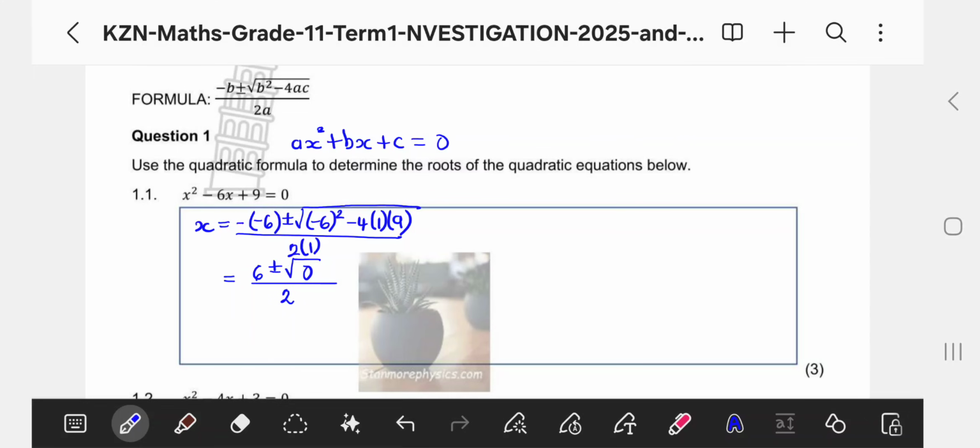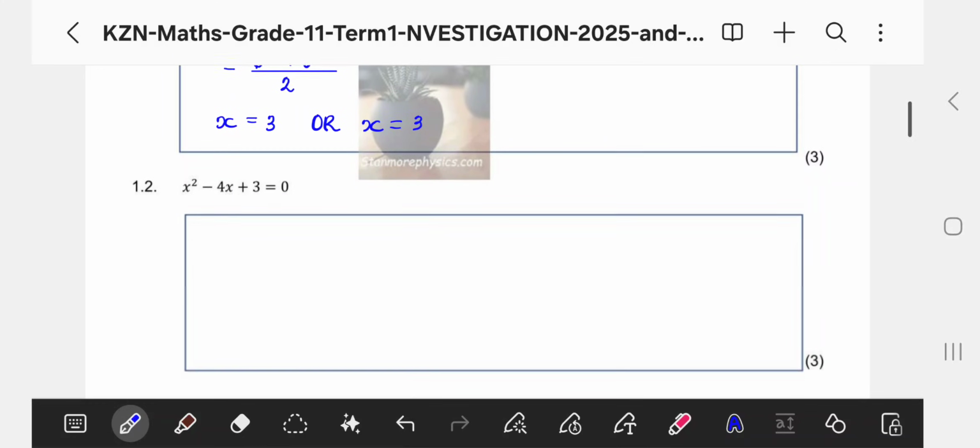Now first working with the plus, if you put this on your calculator, you should get x is equal to 3. And then working with the negative, we get x is equal to 3 as well. So in this case, we notice that both of our x values are the same. Let's go on to 1.2.